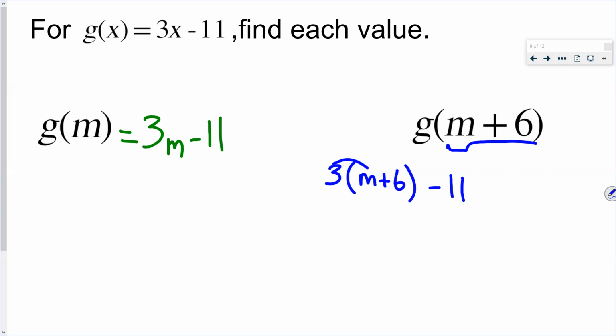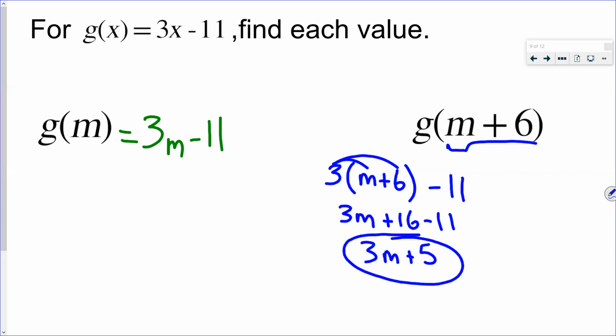If we look here, we have the distributive property. We've learned the distributive property, so we're going to use our rainbows. 3 times m is 3m. 3 times 6 is 18. Hey, look, we have like terms we need to combine. So 3m plus 18 minus 11. We can combine 18 and 11, and we get 3m plus 7. Okay, so for g of m plus 6, we plug all of m plus 6 into the variable x. We solve, and in the end, we always look to see if things are in simplest form, meaning there are no like terms and there are no more parentheses.